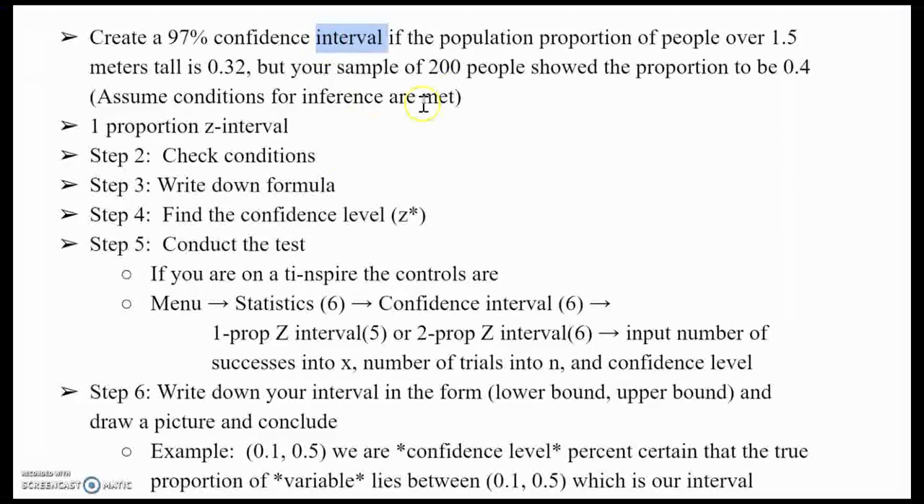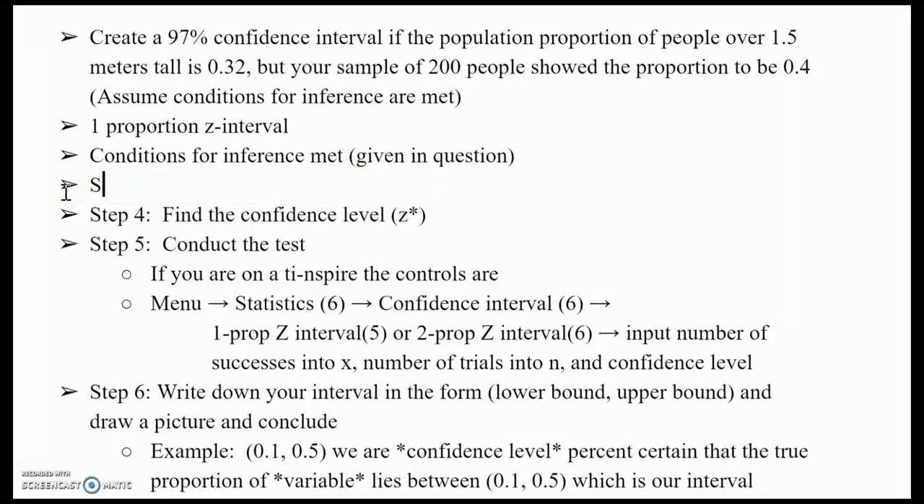Now we have to check conditions. Over here it says assume conditions for inference are met, so we also have to write that down. Conditions for inference met, given in question. Otherwise you can't say conditions for inference are met. That doesn't make sense, where has it been written?